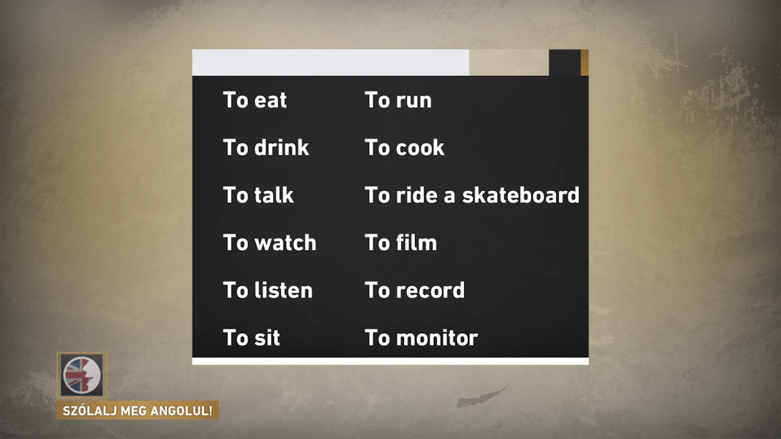Good. So, we can use the present continuous tense to talk about and give information about what people are doing now. Look at this list of verbs and then listen as I use the present continuous tense to make positive and negative sentences. I'm not eating and I'm not drinking. I'm talking. You're watching and listening. I'm not sitting, I'm standing. I'm not running, I'm not cooking. I'm not riding a skateboard.